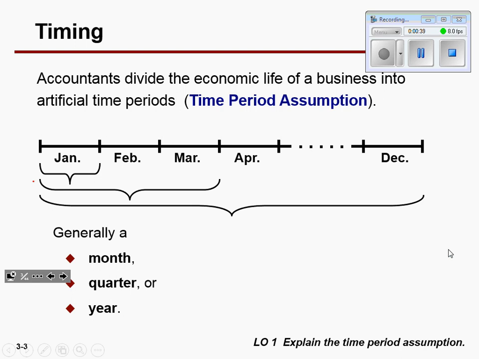We casually talked about this yesterday when you were taking notes, but accountants divide the economic life of a business into artificial time periods, or what's called the time period assumption. Please highlight or circle or make a notation in your notes of that definition, because that's certainly a new vocab term for this chapter. So I'll say it again. Time period assumption divides the economic life of a business into artificial time periods.